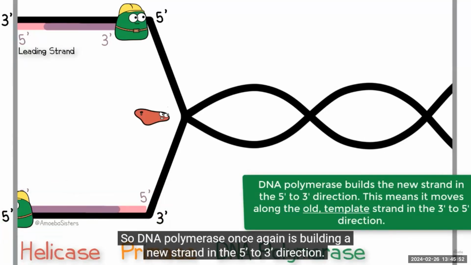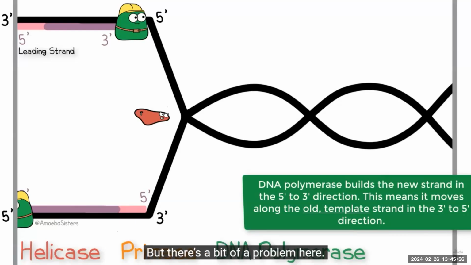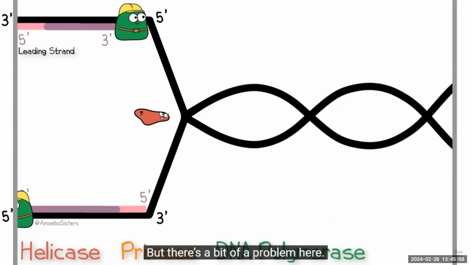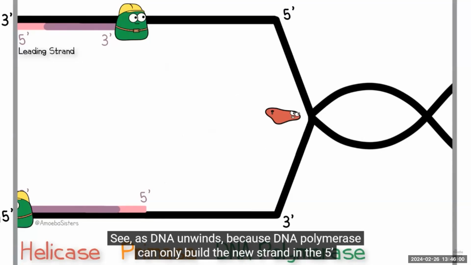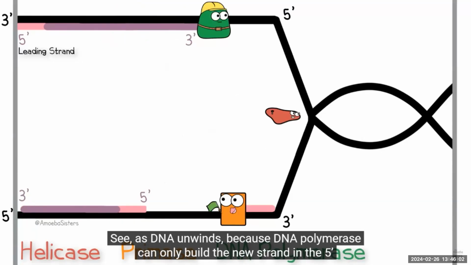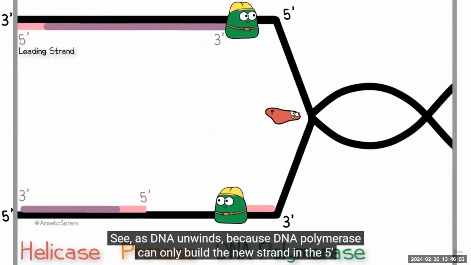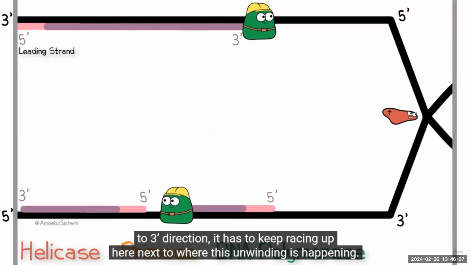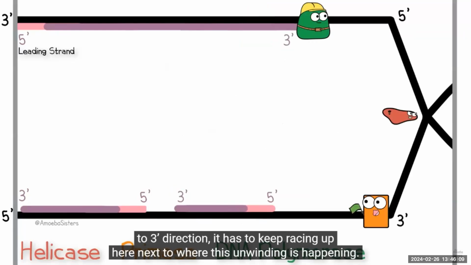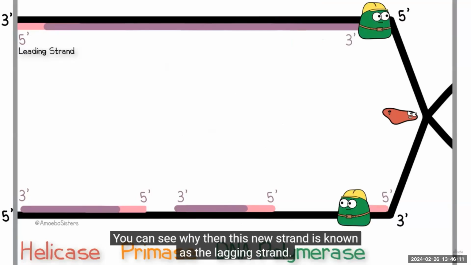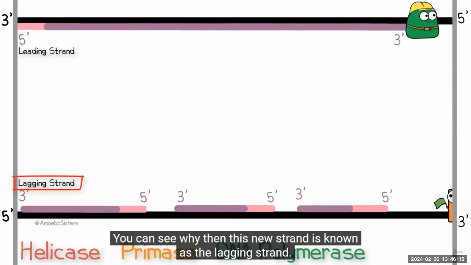So DNA polymerase once again is building a new strand in the 5' to 3' direction. But there's a bit of a problem here. See, as DNA unwinds, because DNA polymerase can only build the new strand in the 5' to 3' direction, it has to keep racing up here next to where this unwinding is happening. You can see why then this new strand is known as the lagging strand.